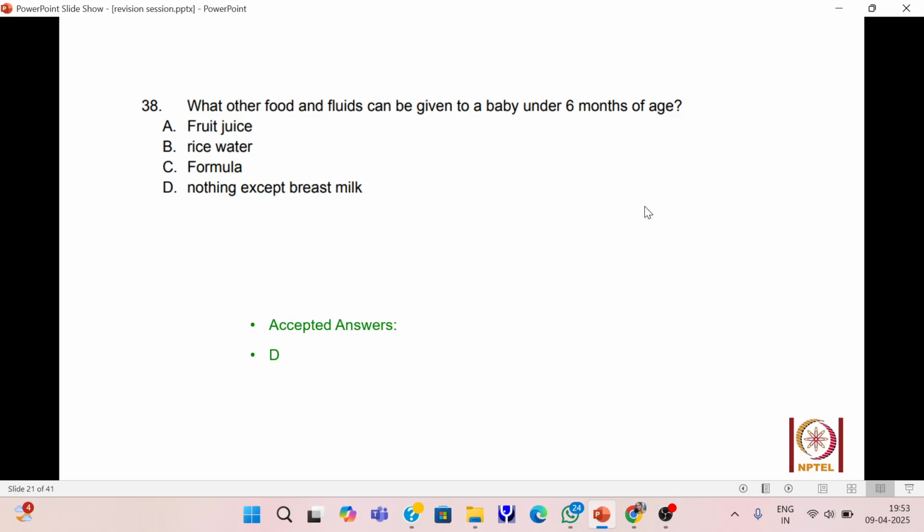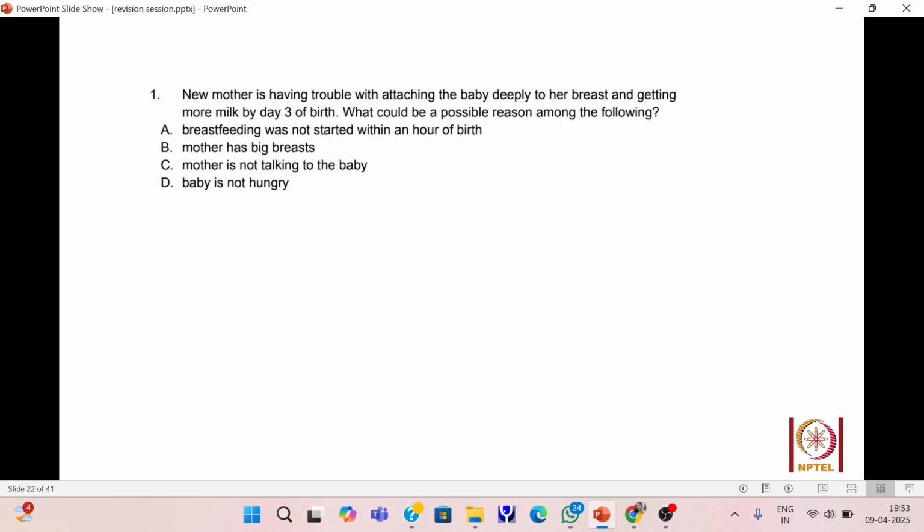The correct answer is D, nothing except breast milk. Moving on to the next question. New mother is having trouble with attaching the baby deeply to her breast and getting more milk by day 3 of birth. What could be a possible reason among the following?